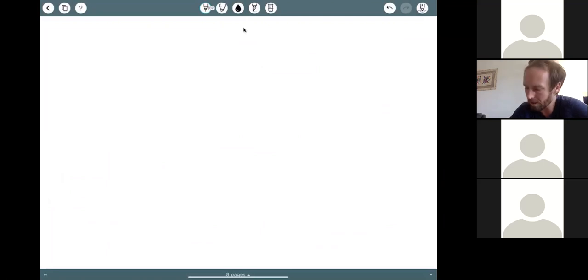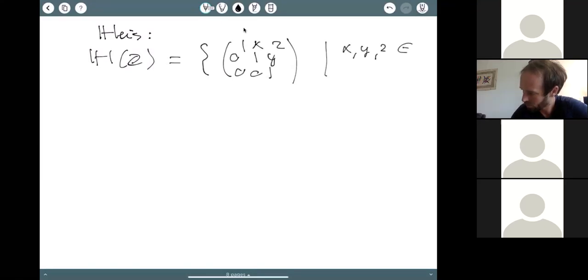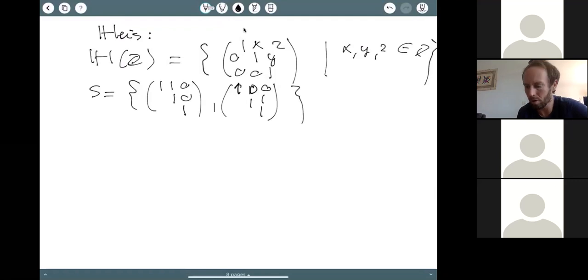So what's important here is to understand this Heisenberg group. Remember the Heisenberg group is this group. I'd like to tell you a little bit about the geometry of this group. So if you take S, a generating subset, this is a generating subset for Heisenberg.